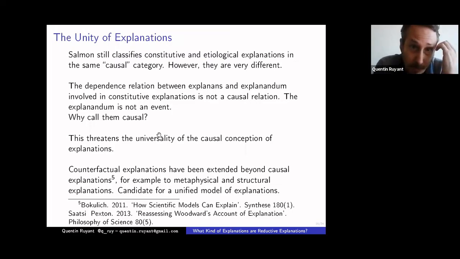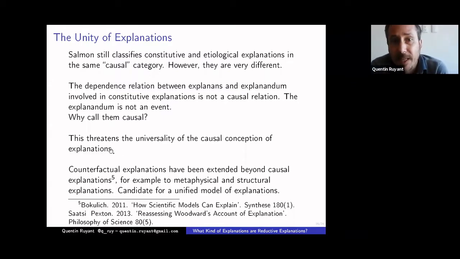And finally, there is still the problem that Salmon classifies constitutive and etiological explanations in the same causal category, but they seem to be very different. The dependence relation between explanans and explanandum involved in constitutive explanation is not a causal relation. Rather, the causal relation is what needs to be explained. The explanandum is not an event, it is a causal relation. So if the dependence relation is so different, why classify them as causal explanations?